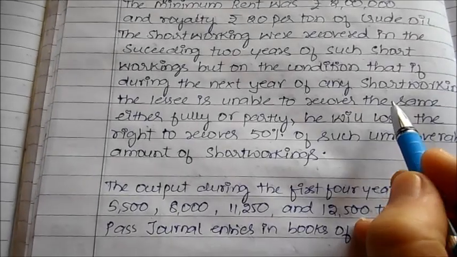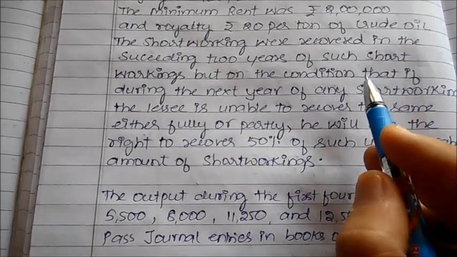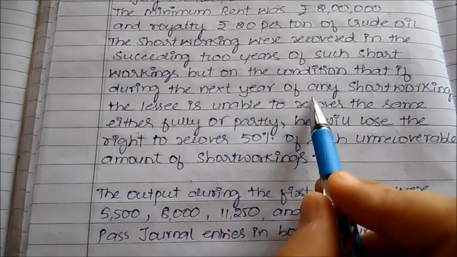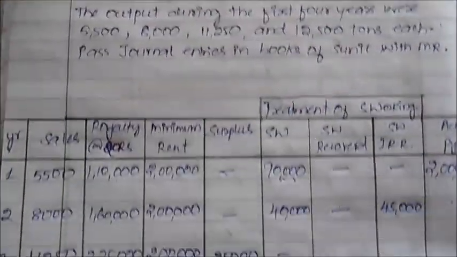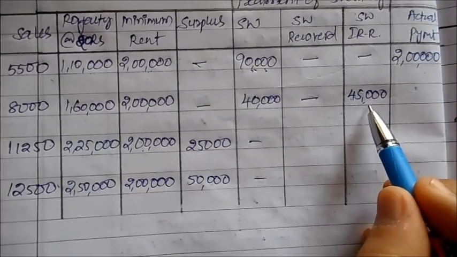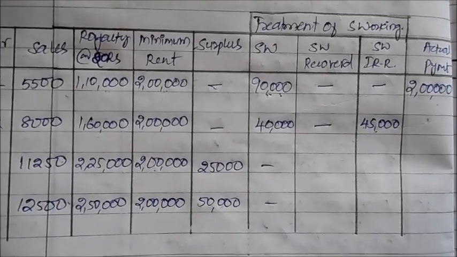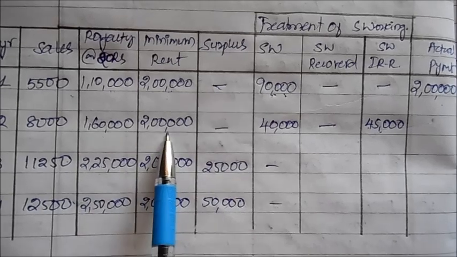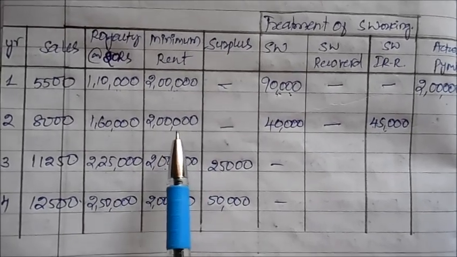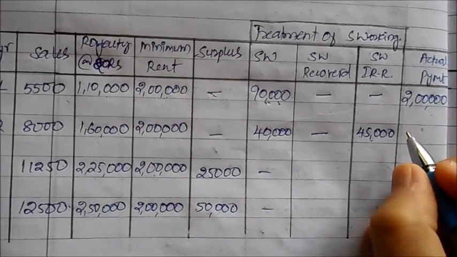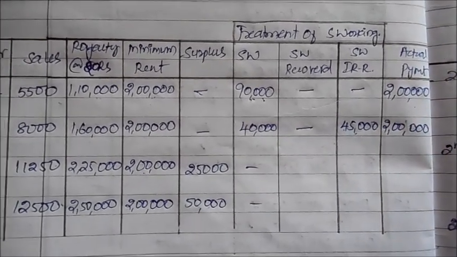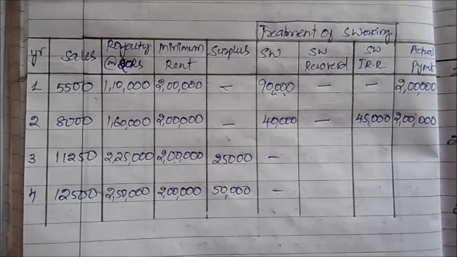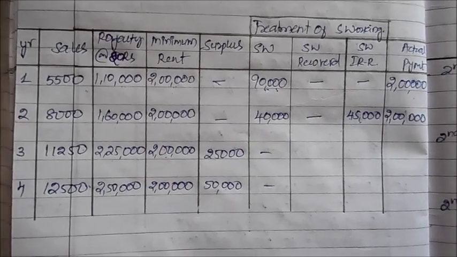It says no, but on the condition that during the next year of any short working, unable to recover, he will lose the right of 50%. He will lose the right in the next year of 50%. Now, how much am I exactly paying? I have to pay minimum rent. Minimum rent includes what all? Royalty plus short working. If I add both, how much will it become? 2 lakhs.